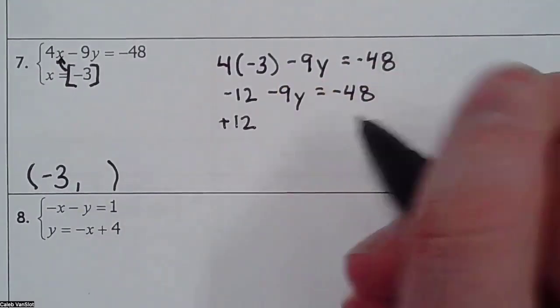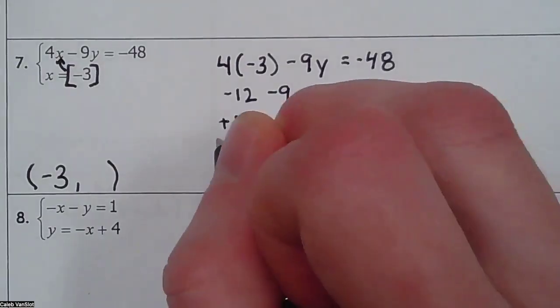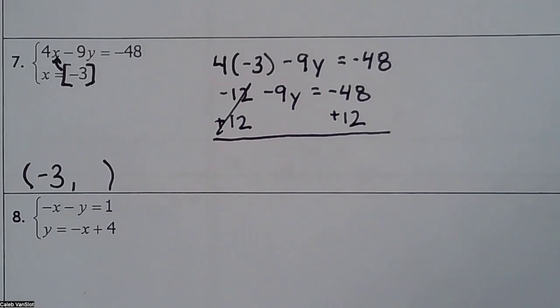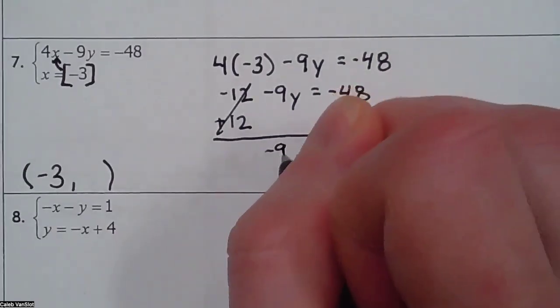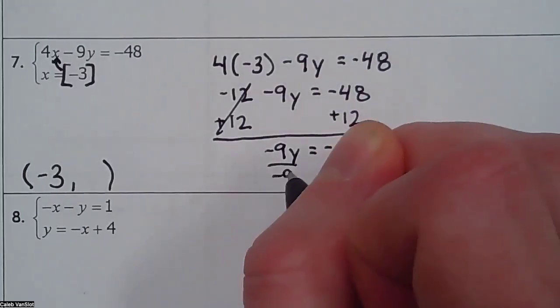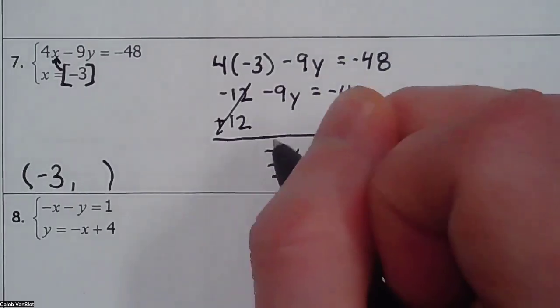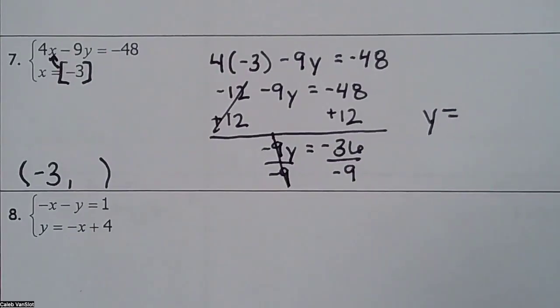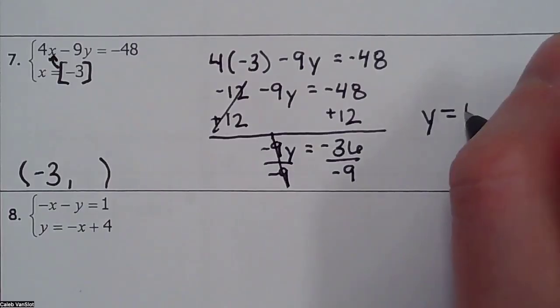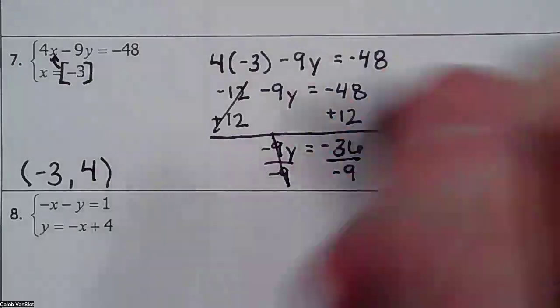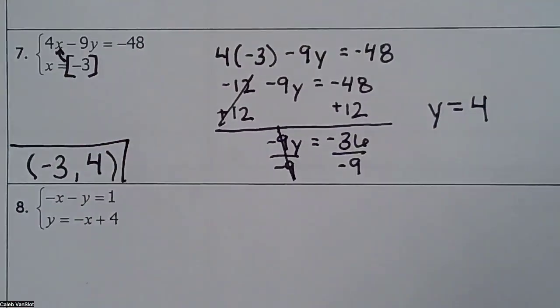To get 9y by itself, or to get y by itself eventually, I need to add 12 so that those cancel off. That gives me negative 36. And what do I get when I divide by negative 9? Can anyone help me out? Positive 4. Is it positive 4? Okay. So positive 4, and there's my answer.